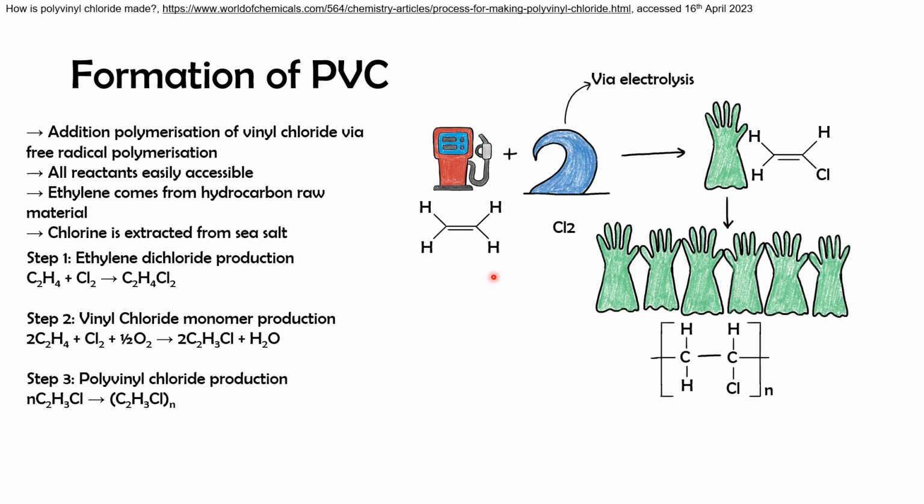The chloroethene is made from chlorine and ethene, which are both very accessible reagents. Ethene is obtained from petroleum and natural gas, and chlorine is extracted from sea salt via electrolysis. The step-by-step process is displayed in the video. Once chloroethene is produced, it is treated with peracid and pressure to obtain polyvinyl chloride.